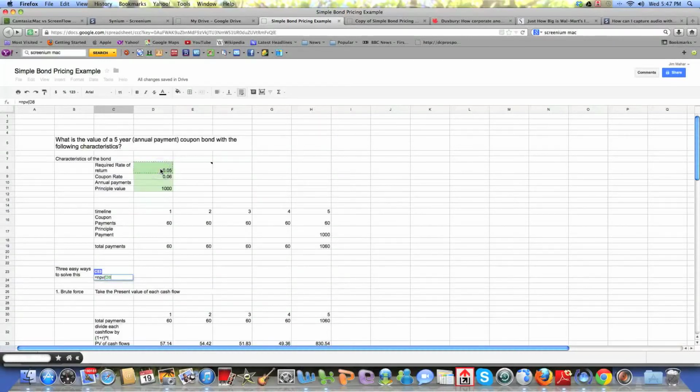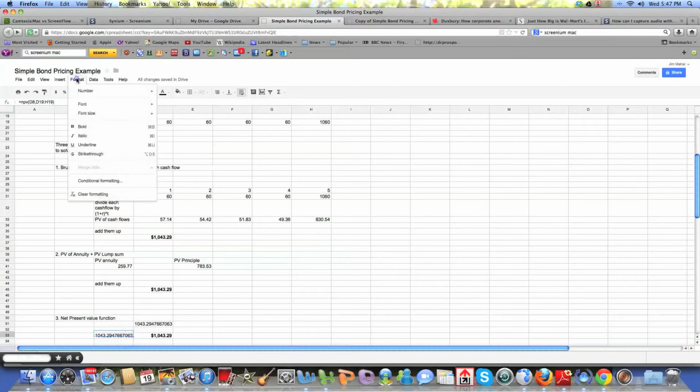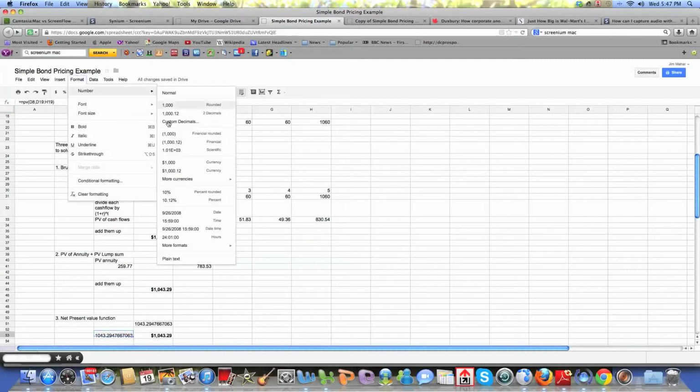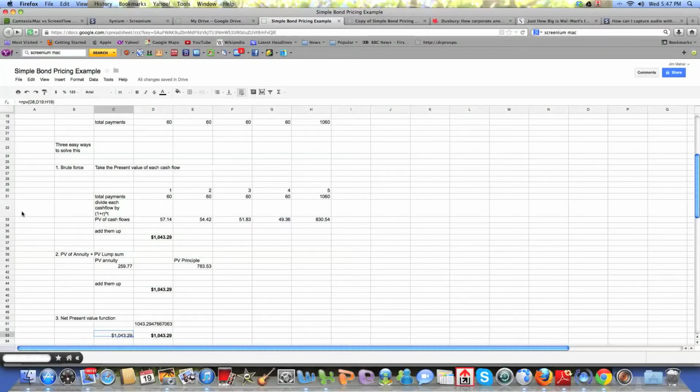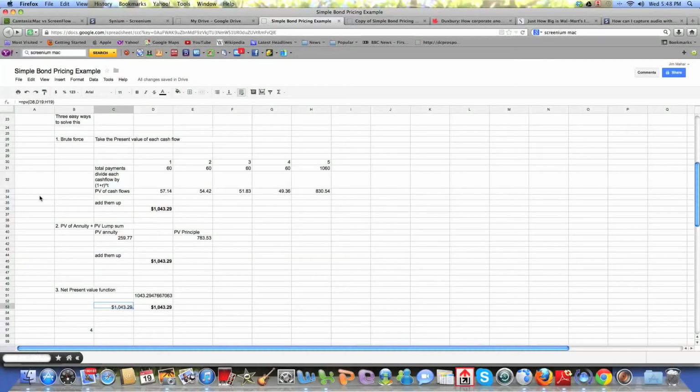So here we go. The cash flows are right there. The total cash flows, cover them up, close parenthesis, and after we make a few formatting changes, you will see you get the same exact answer as before. However you do it is fine. I don't care if you brute force it, if you take the present value of the annuity and the present value of the lump sum, or if you take the net present value. As long as you know how to do it, I'm fine with it.